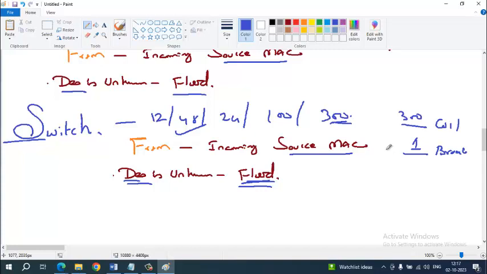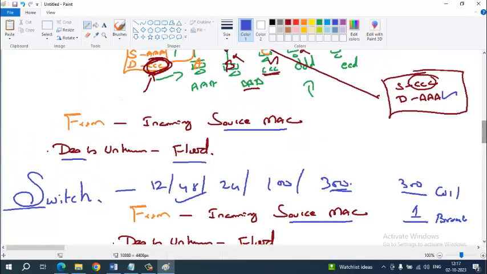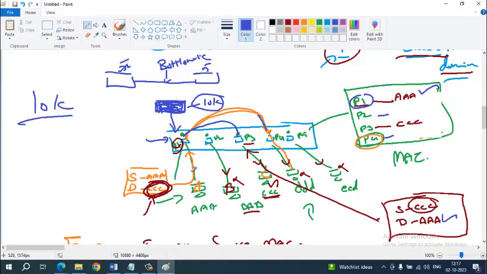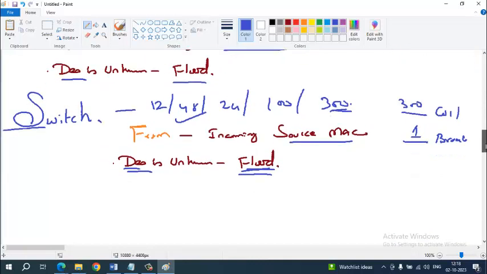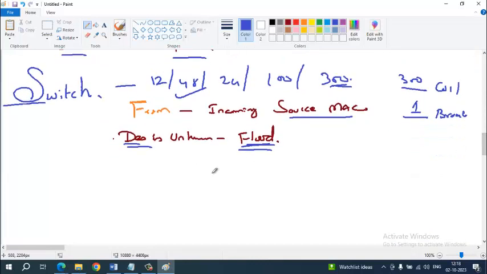But the difference is, as I was telling you, in a bridge every port has a chip to learn the MAC address, but it is not a real chip. In a bridge, it is not a real chip. It is just one buffer. But in switches, they are real chips. The chip is called an ASIC chip.